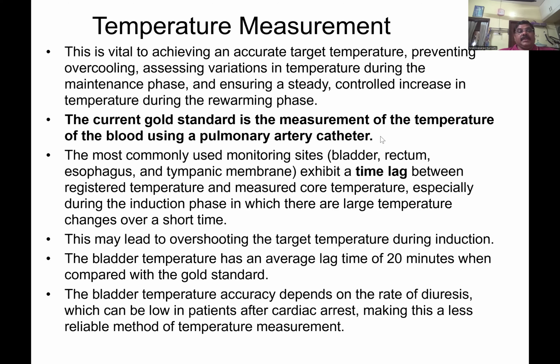The pulmonary catheter is the gold standard. The most commonly used other sites are bladder, rectum, esophagus, and tympanic membrane, but they exhibit a time lag between the registered temperature and the measured core temperature. That's why they are not that accurate. If the time lag is more, the efficiency will decrease. This may lead to overshooting of the temperature during induction. The bladder temperature has a time lag of 20 minutes.